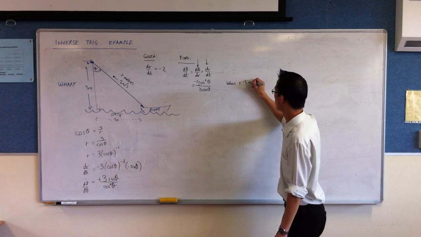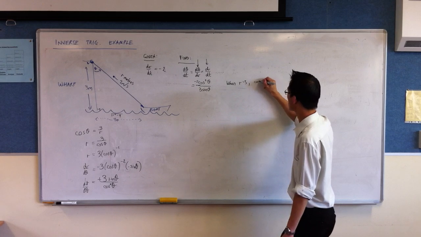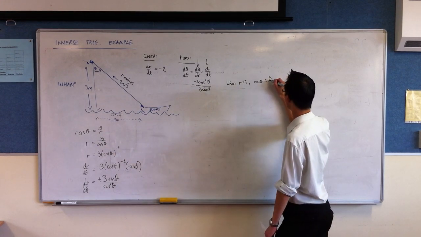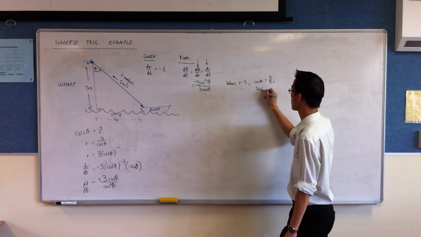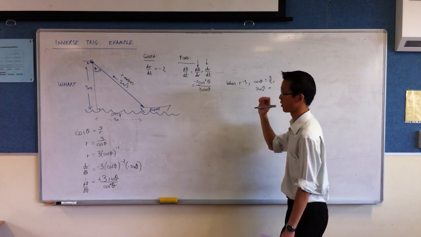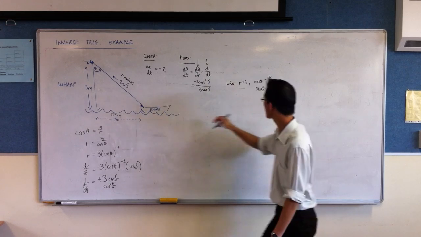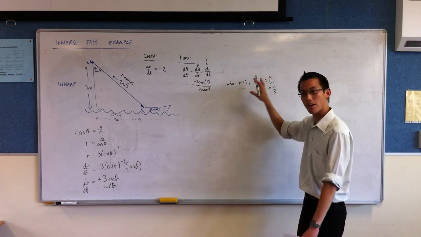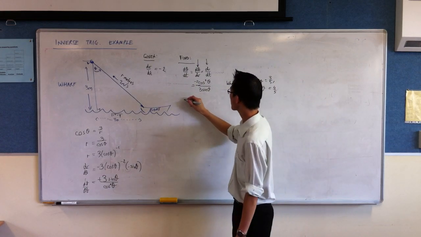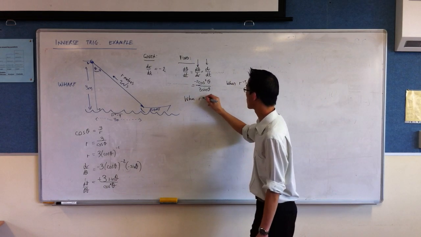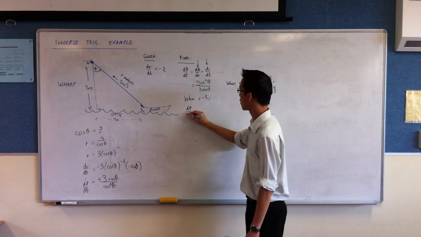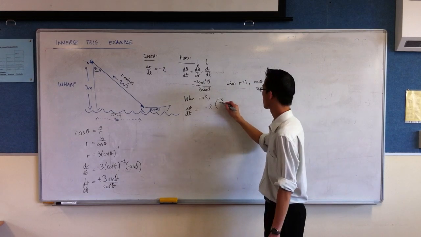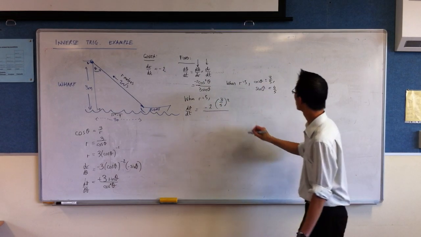5. So when r is equal to 5, I can say cos theta is equal to, well, it's just 3 over 5, right? And sine theta is equal to opposite on hypotenuse, 4 over 5. Okay? So now these values I can take in. So when r is equal to 5, d theta on dt is minus 2 times all over.